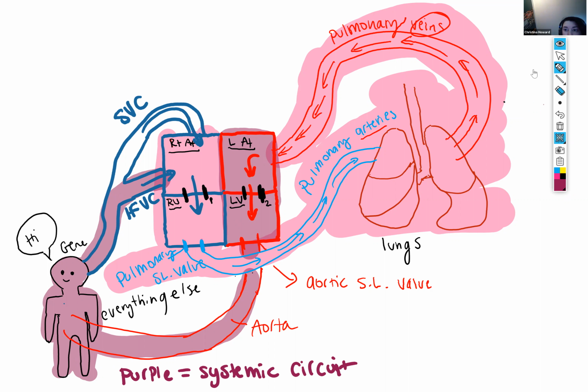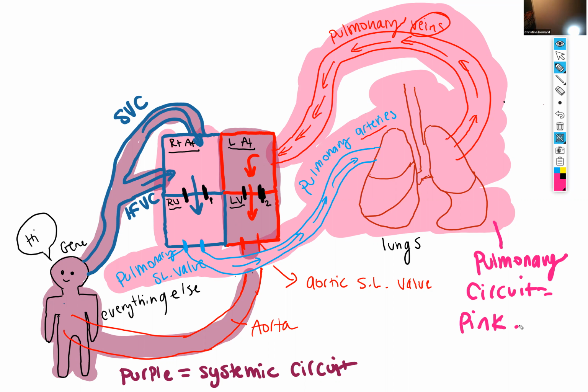Oops, I lost a highlight. Let's put that back. Perfect. And then pulmonary circuit is between the heart and the lungs and is highlighted in pink. So that is the path of blood through the heart and through all the things on the way and in between.